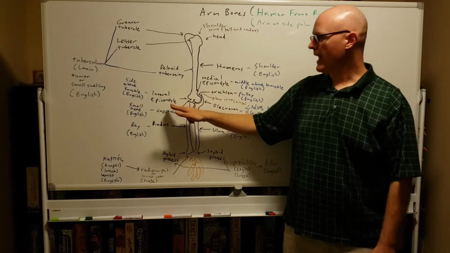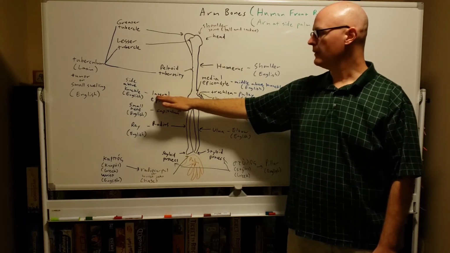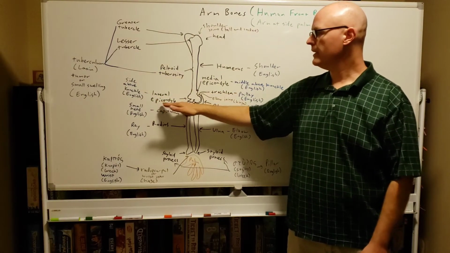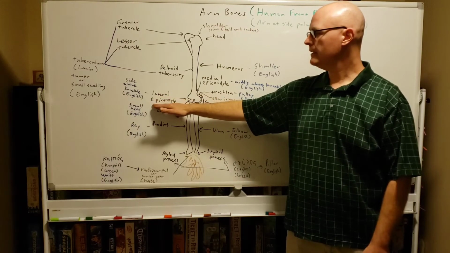All right, on the other side, we have the lateral epicondyle. Lateral being the side, the outside. Epi is above, and then condyle is knuckle. So at the side above knuckle.